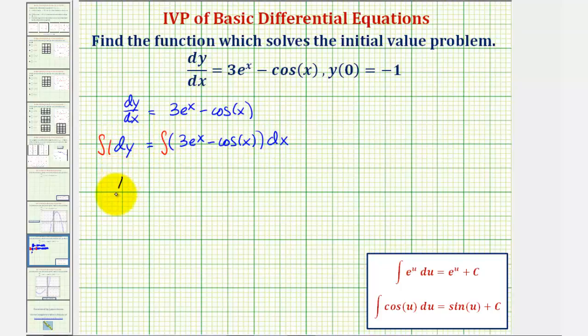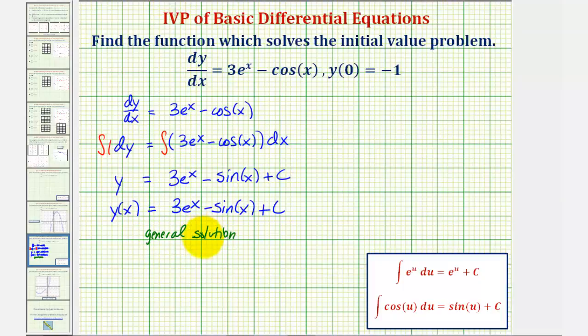So we'll write this as y equals the antiderivative of 3e to the x minus cosine x with respect to x, which would be 3e to the x minus sine x, and then plus c. Because we have a function of x, let's write this as y of x equals 3e to the x minus sine x plus c. This is what's called the general solution, where we have a family of functions that have a derivative of 3e to the x minus cosine x.